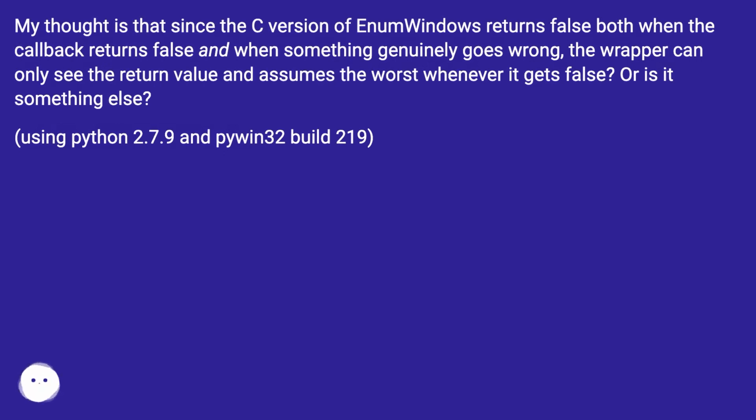My thought is that since the C version of EnumWindows returns false both when the callback returns false and when something genuinely goes wrong, the wrapper can only see the return value and assumes the worst whenever it gets false. Or is it something else? Using Python 2.7.9 and win32 build 219.